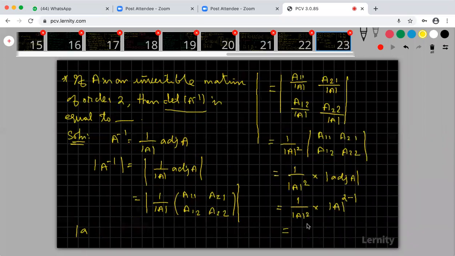So here determinant of A to the power 2 minus 1 means power 1. Here we have determinant of A the whole power 2. Your determinant of A is a numerical value, real or complex. Cancel it, so I get 1 by determinant of A. Therefore the determinant of A inverse is equal to 1 by determinant of A. This is the answer. Please note that the determinant of A inverse is equal to 1 by determinant of A.